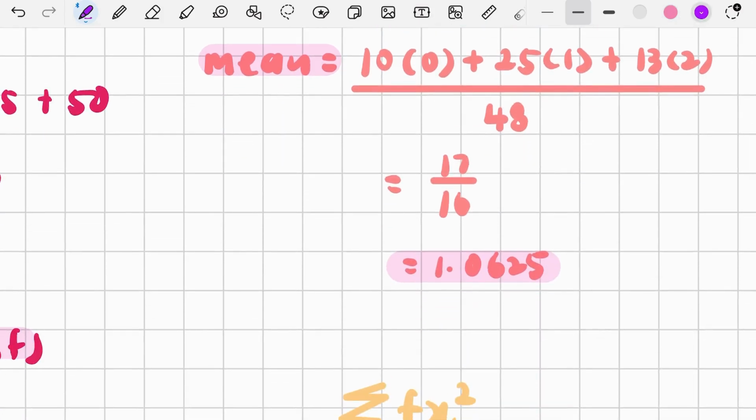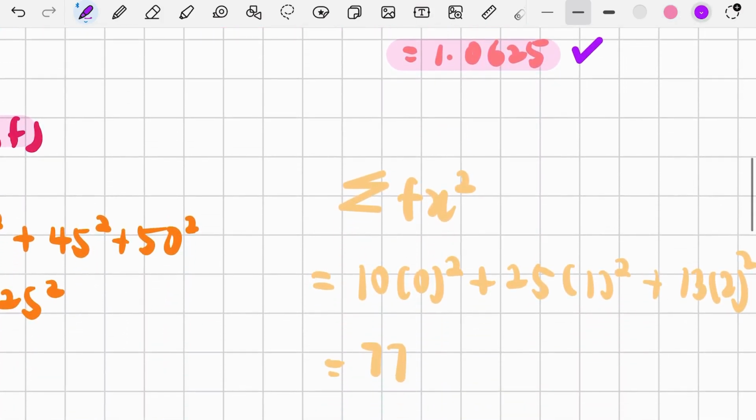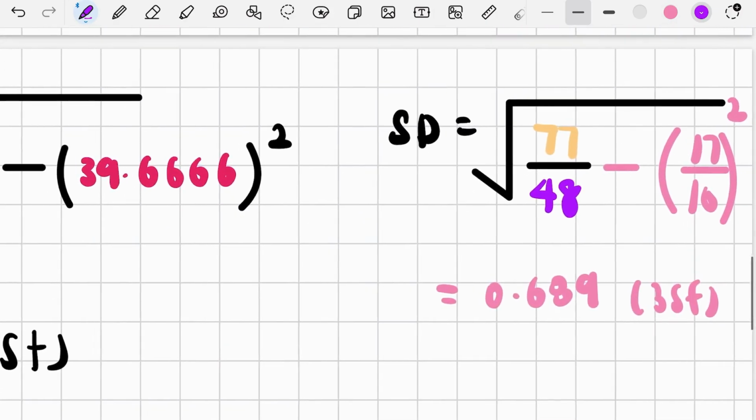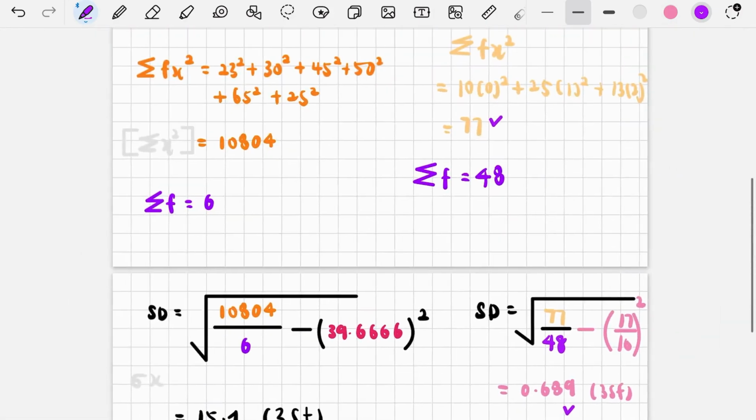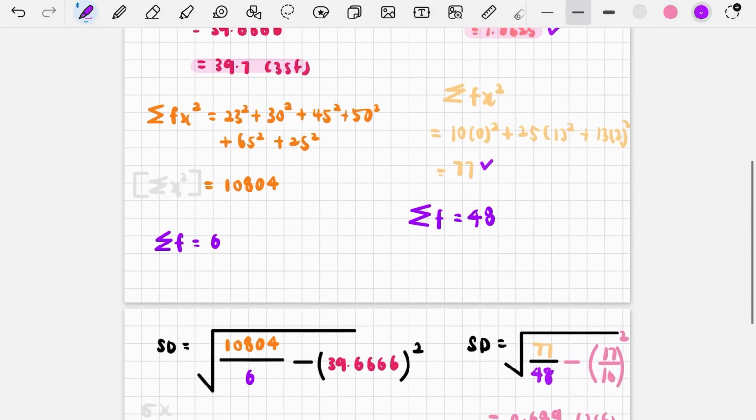So make sure you check your mean. So mean is correct. Then your standard deviation also correct. Summation of x squared also correct. Then the last one also correct. Like that. Okay, so you can check your calculator. If you don't know how to use your calculator, let me know. I'll send you another recording, okay?